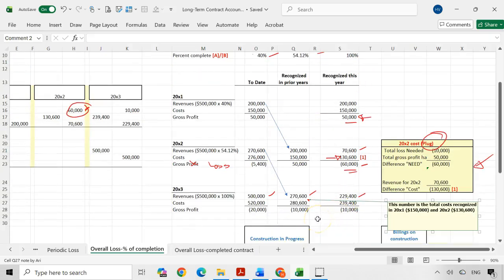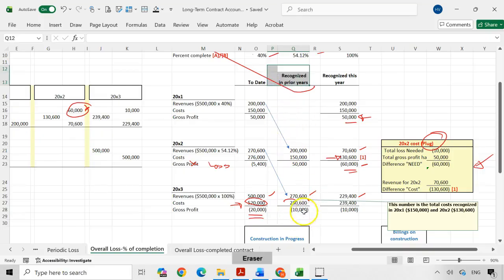And in year three, we don't need to do a plug because we have our total costs right here, $520,000, right? That's to date. So we have an overall loss on this project of $20,000. That's what it actually came out to. And so now when I go here into the second column for the amounts that are recognized in prior years, I have recorded $150,000 of costs in year one.